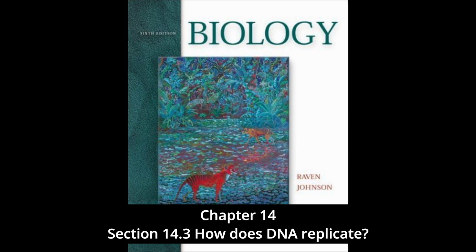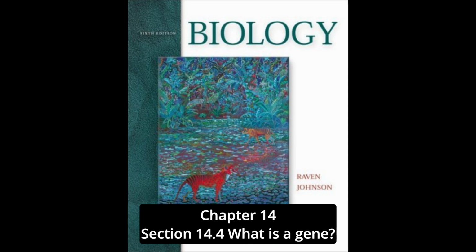How a cell achieves this regulation is not yet completely clear. It may involve periodic inhibitor or initiator proteins on the DNA molecule itself. Synopsis. Eukaryotic chromosomes have multiple origins of replication. Section 14.4. What is a gene? The one gene/one polypeptide hypothesis.